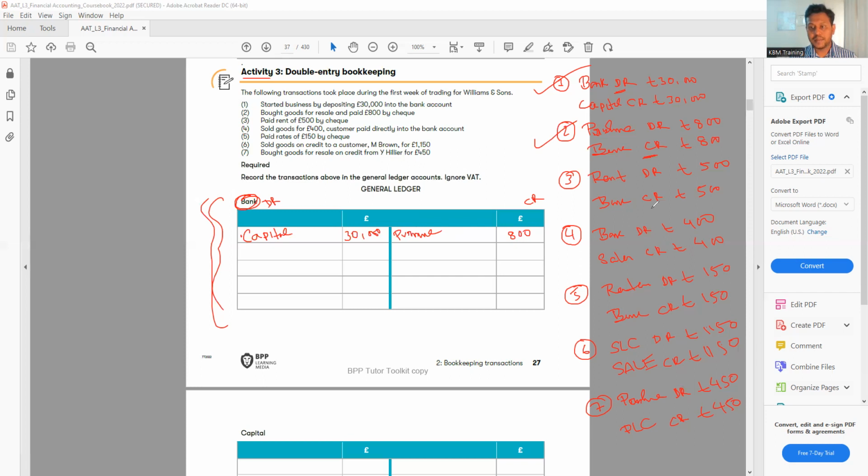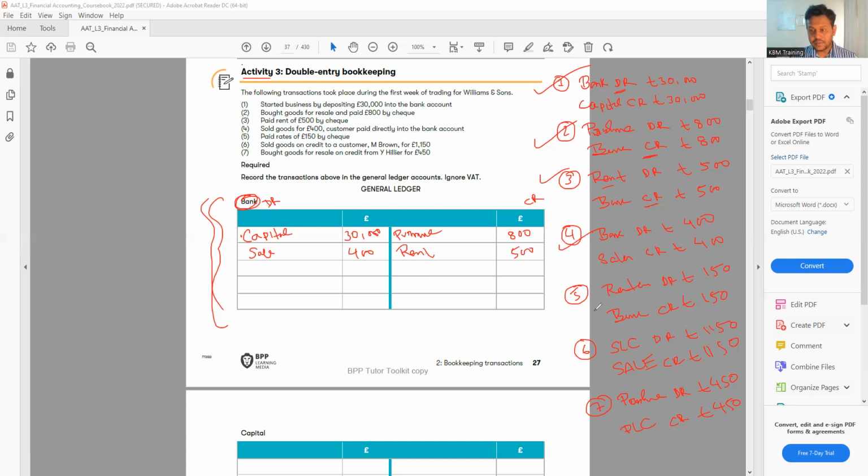Number three, bank is a credit. So on the credit side, we write opposite, rent, 500. Then number four, bank is a debit. So on the debit side, we're going to write sell. That is 400.